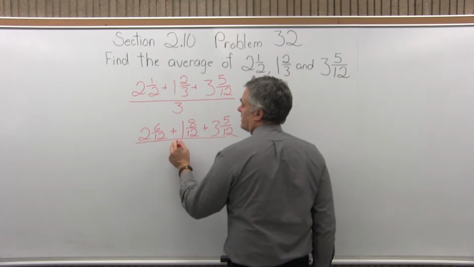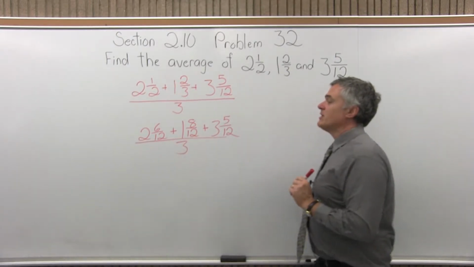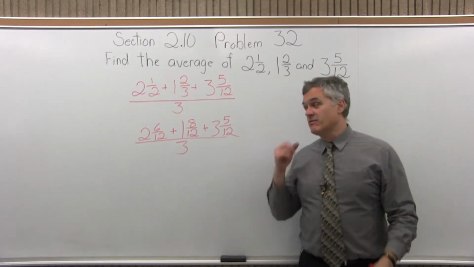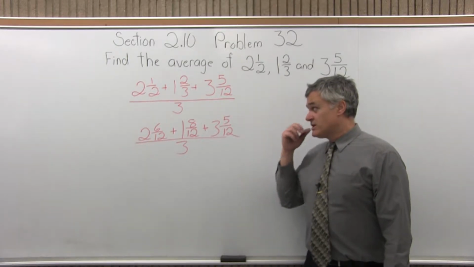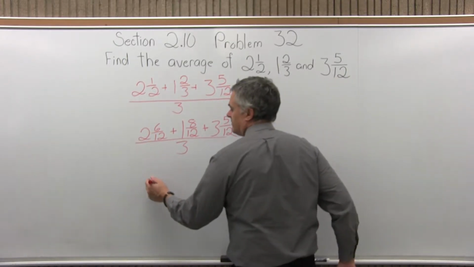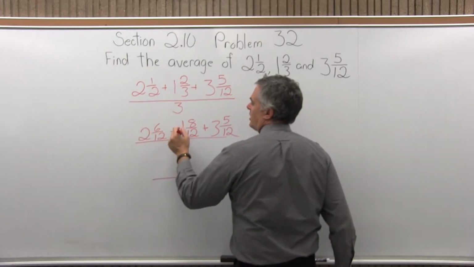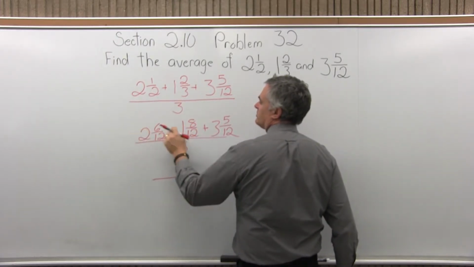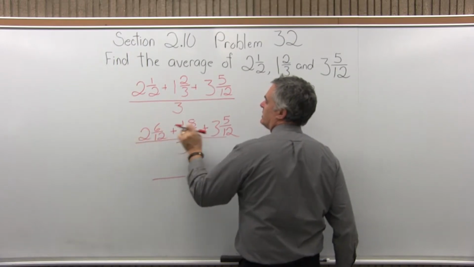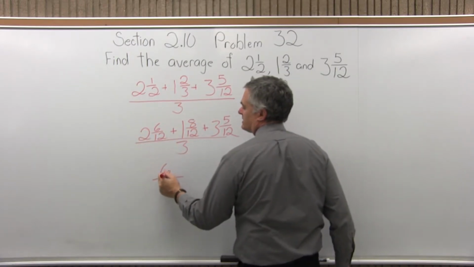And of course, whatever that totals up to gets divided by 3 because there are three parts that I have to find the average of. So now that it's all something over 12, let me add 2 plus 1 plus 3 for the whole numbers. 2 plus 1 is 3. 3 plus 3 is 6. So the number in front is 6.